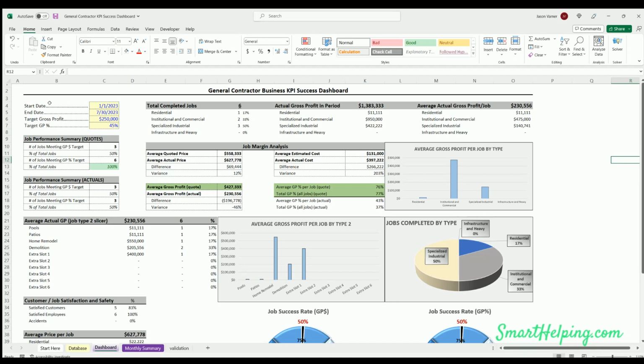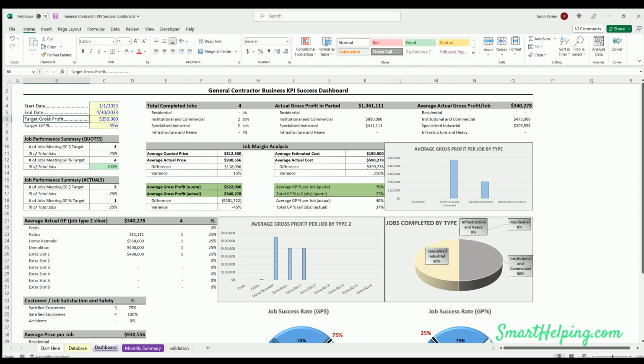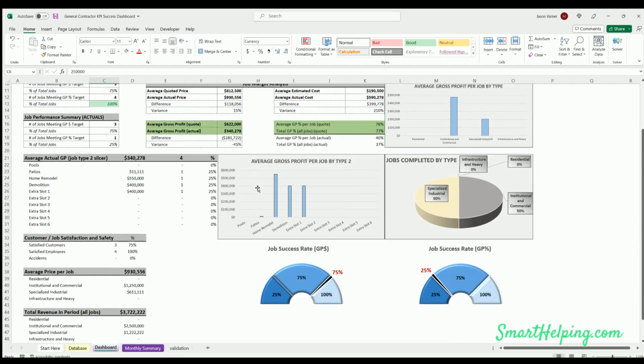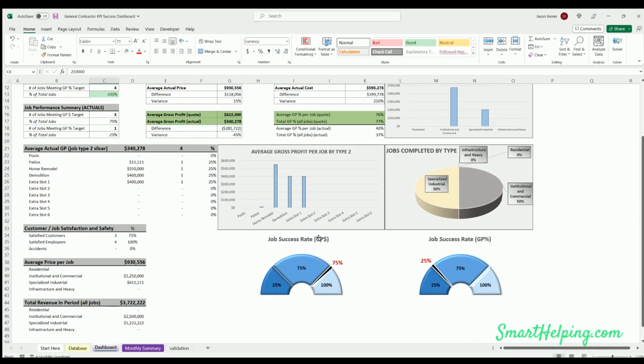So it's pretty simple. You can put any start and end date here, and all this data updates. For example, let's see if I change this to April 30th instead of July. You see all the data is updated, and it'll show you all the data between these 2 dates. You can also set target gross profit dollar amount and target gross profit margins. And then based on these 2 targets, you will see the percentage of jobs that reach the gross profit dollar target and the gross profit margin target here.